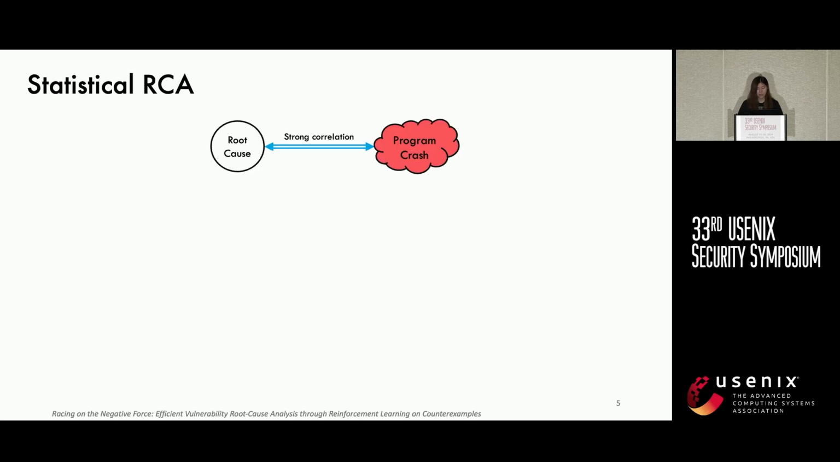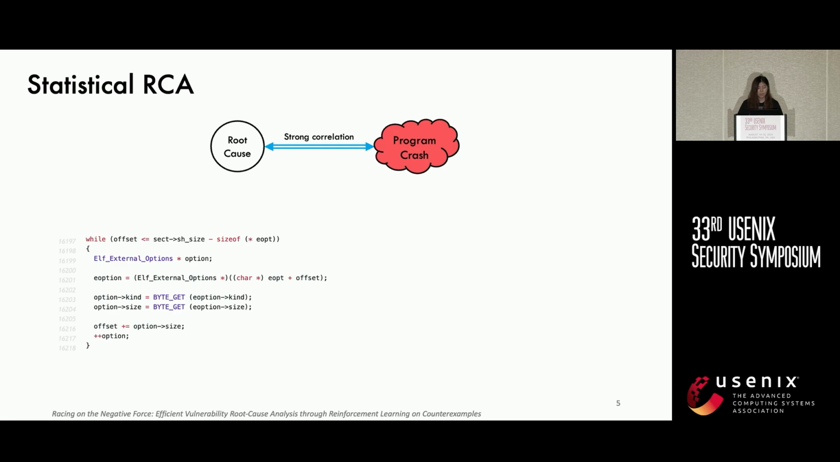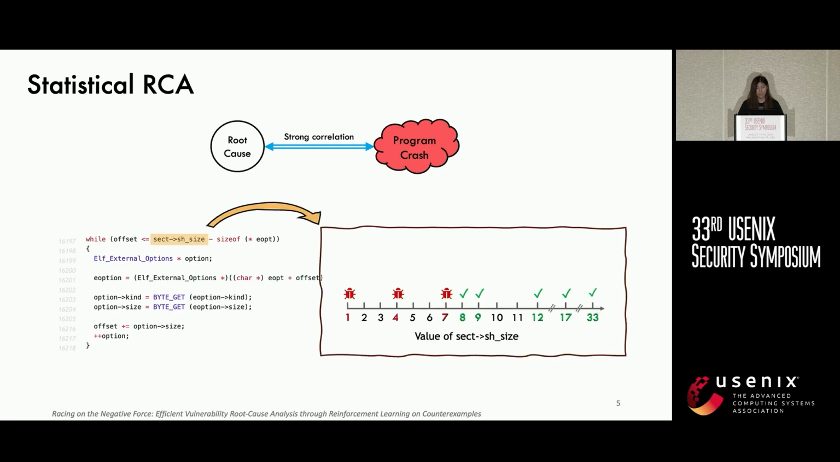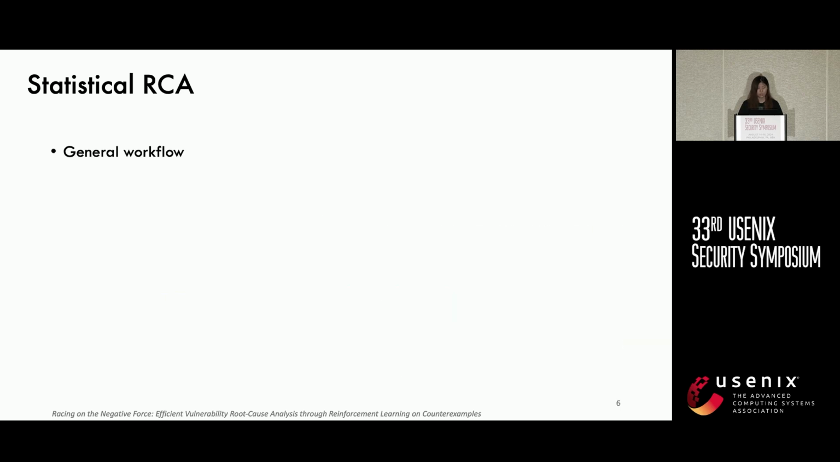The intuition behind it is that the root cause should be highly correlated with the crash. In our example, running inputs assigned several values to the size variable as shown in the figure. Upon examining these values, a clear correlation shows up. When the value is less than 8, the program crashes. Otherwise, it runs normally. This observation leads us to consider the predicate size less than 8 as a potential root cause.